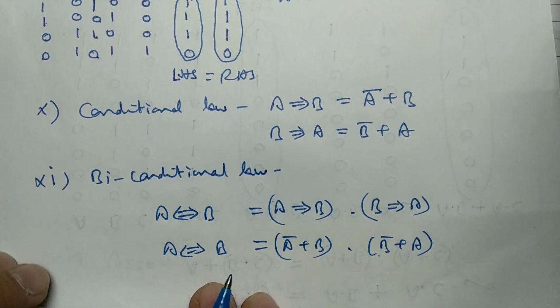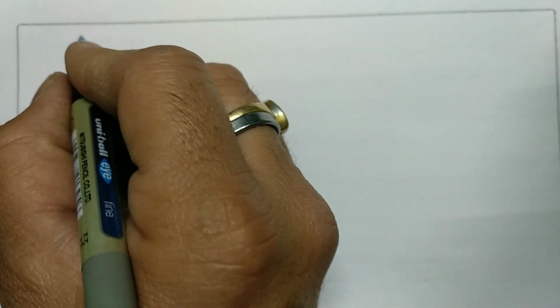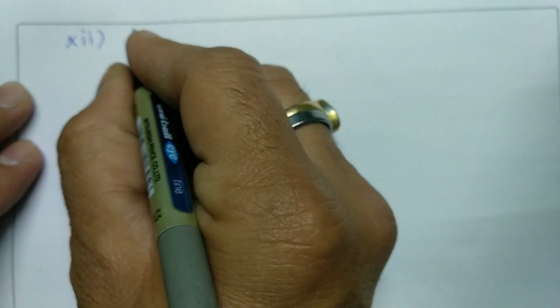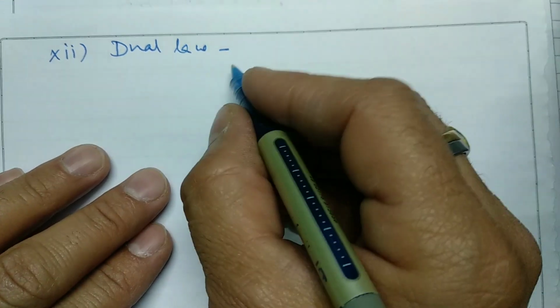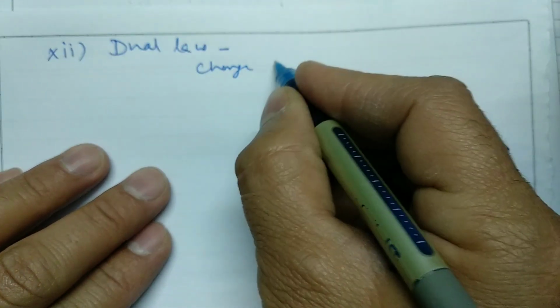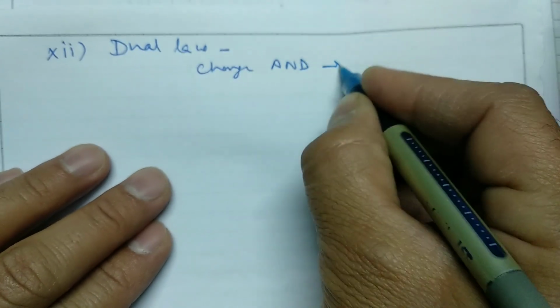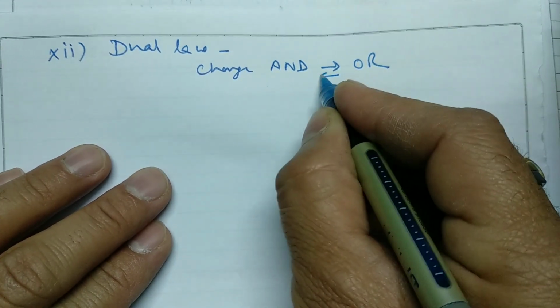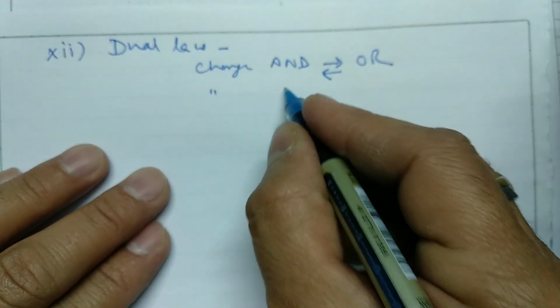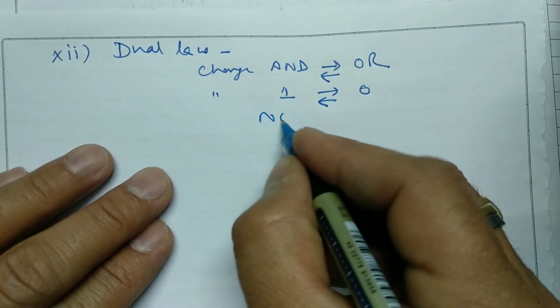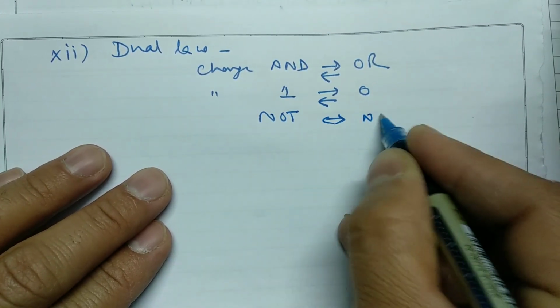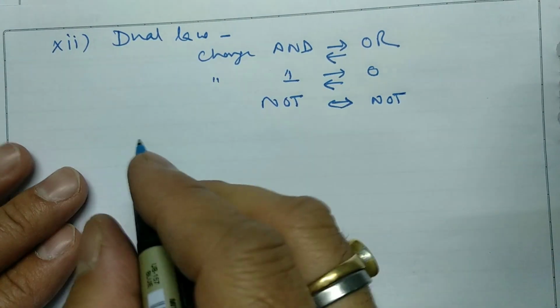Now the next law is rule number 12, called the dual law or law of duality. This rule states that you can change AND with OR and OR with AND, vice versa. You can also change 1 into 0 and 0 into 1, and NOT will remain unchanged. There will be no change in the NOT.